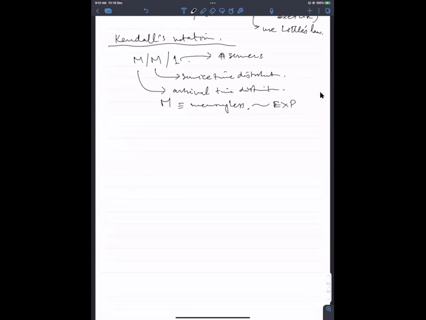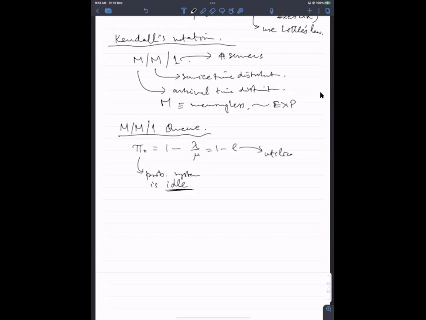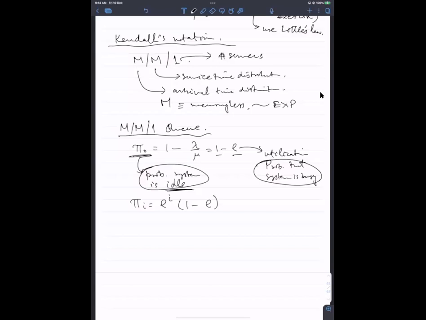I have an example that I would like to finish in the last few minutes here. So consider an M/M/1 queue. For an M/M/1 queue, pi naught would be equal to 1 minus lambda over mu, or 1 minus rho. This is the probability that your system is in state zero, is idle. State zero, there is no customer there. And rho is the utilization, which means the probability that the system is busy serving. So the system is idle or the system is busy. So this makes sense. And pi_i would be equal to rho to the power i times (1 minus rho), where rho is lambda over mu.